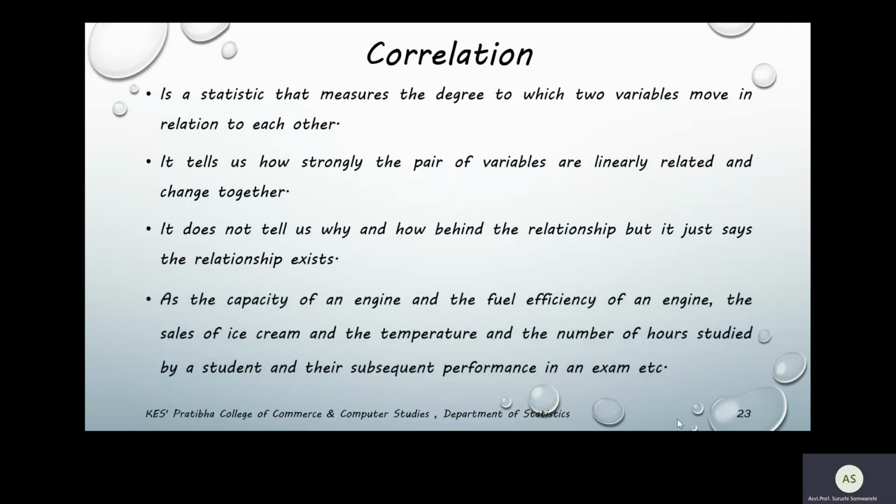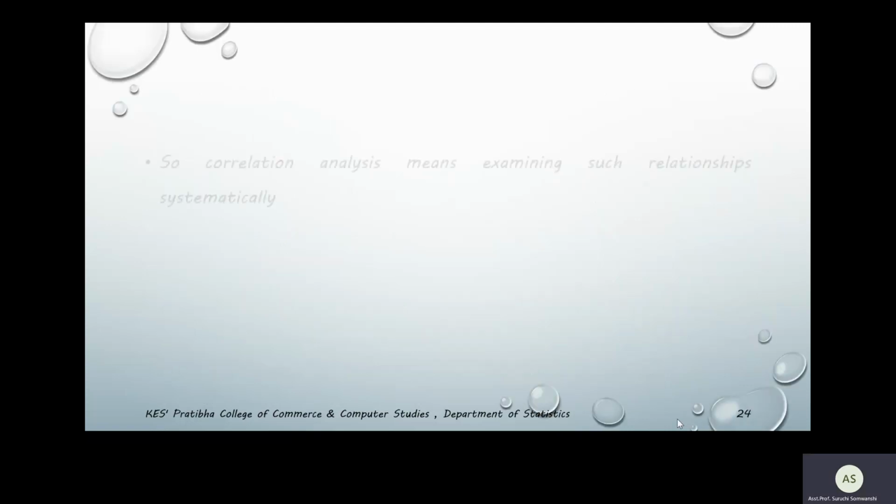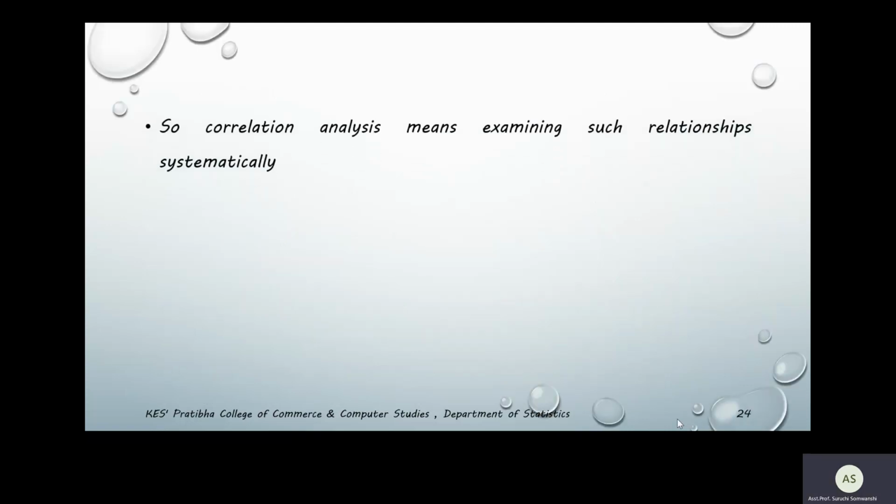If we consider examples like the capacity of an engine and its fuel efficiency, or the sale of ice cream and the temperature, or the number of hours studied by a student and their subsequent performance in an exam. So ultimately, correlation analysis means examining such relationships systematically.